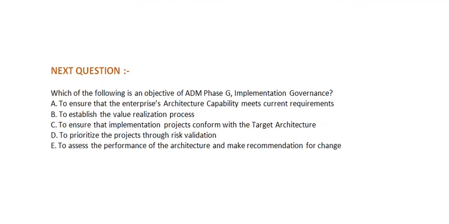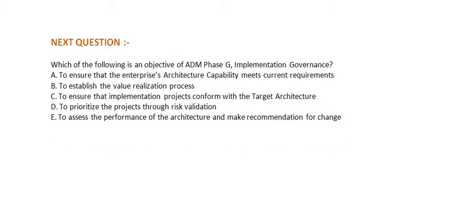Next question is, which of the following is an objective of ADM phase G, implementation governance? Option A, to ensure that the enterprise architecture capability meets current requirements. Option B, to establish the value realization process. Option C, to ensure that the implementation projects conform with the target architecture. Option D, to prioritize the projects through risk validation. And option E, to assess the performance of the architecture and make recommendation for change. The correct answer is option C.